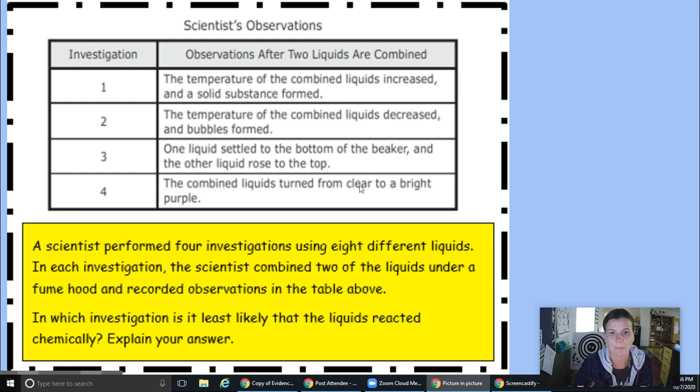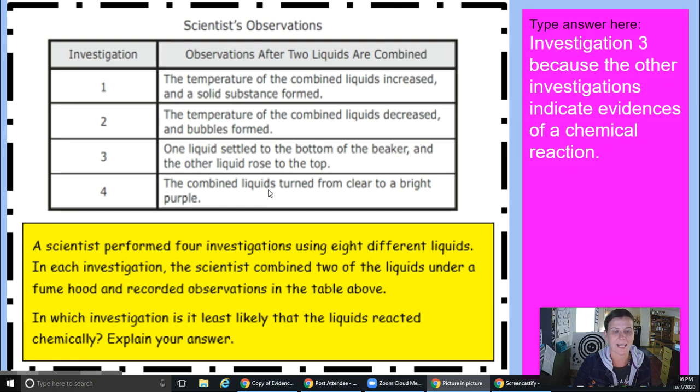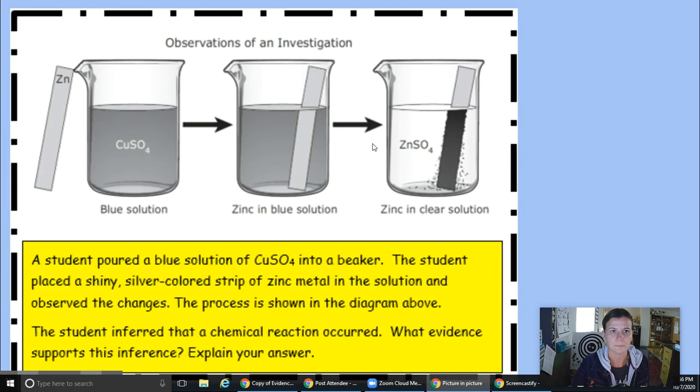Investigation 4, the combined liquids turned from clear to bright purple. So that's a color change because it was unexpected. So in which investigation is it least likely that the liquids reacted chemically? Type your answer here. In investigation 3, because the other investigations indicate evidences of a chemical reaction.